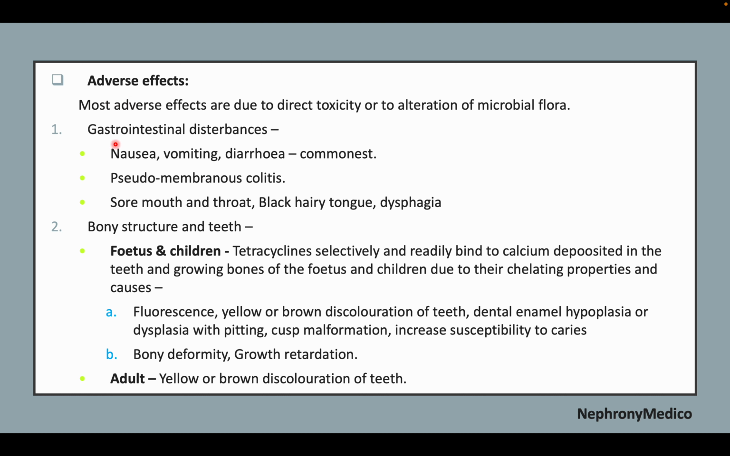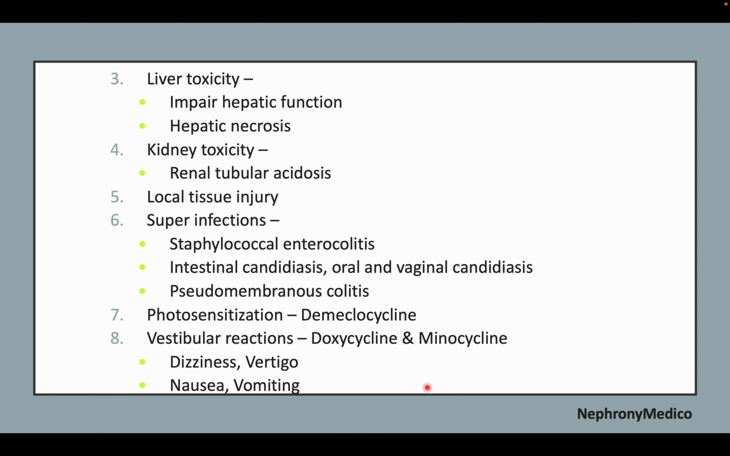Adverse effects include nausea, vomiting, diarrhea, pseudomembranous colitis, sore mouth and throat, black hairy tongue, dysphagia, and in case of fetus and children, the tetracyclines selectively and readily bind to the calcium deposited in the teeth and growing bones of the fetus and children due to their chelating properties and cause fluorescence, yellow or brown discoloration of the teeth, dental enamel hypoplasia or dysplasia with pitting, causing malformation and increased susceptibility to caries, bone deformity and growth retardation, and in case of the adult, yellow or brown discoloration of the teeth is seen.